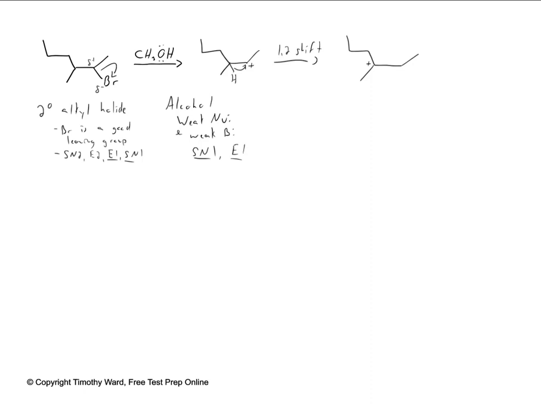Now I have two different pathways that I can undergo. I can undergo the Sn1 pathway, or I can undergo the E1 pathway. So I'm going to move this new carbocation down here. Let me draw that line down here, and I'm going to move this down. And here, let's draw the Sn1 pathway first.